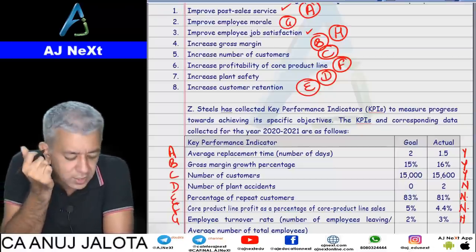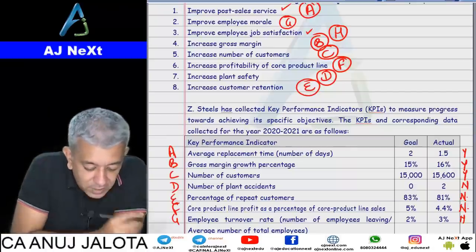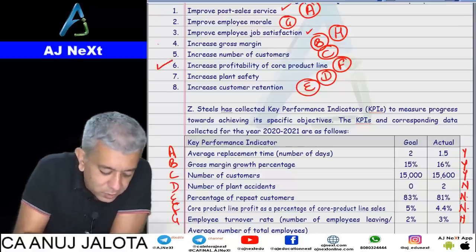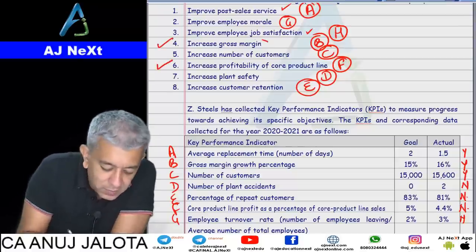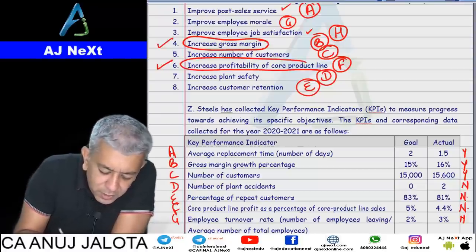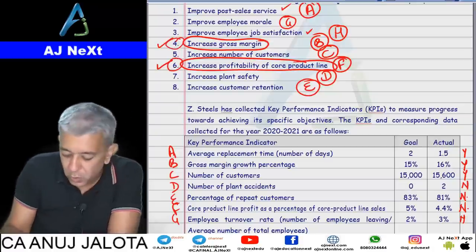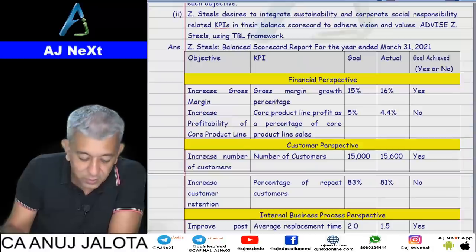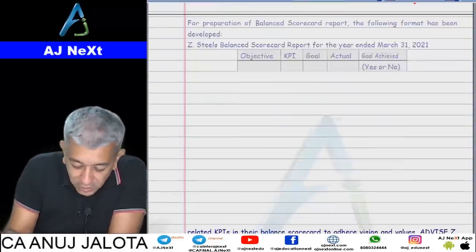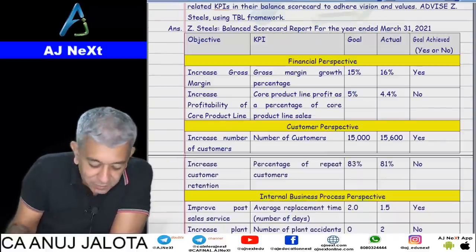ओके, तो फाइनेंशियल के अंदर मेरे को बोलो क्या क्या डेटा फाइनेंशियल के अंदर आएगा. फाइनेंशियल डेटा के अंदर मेरे ख्याल से एक इंक्रीज प्रॉफिटेबिलिटी की बात होगी, एक इंक्रीज ग्रॉस मार्जिन की बात होगी. ठीक है, इंक्रीज ग्रॉस मार्जिन एंड इंक्रीज प्रॉफिटेबिलिटी ऑफ कोर प्रोडक्ट लाइन. तो ये जो 4 है, ये जो 6 है ना, तो देखो अपन लोगों ने आंसर यहां पर कैसे दिया रहेगा वो देखना जरा. फाइनेंशियल परस्पेक्टिव, ठीक है, ऑब्जेक्टिव देखो यहाँ पे, ऑब्जेक्टिव इंक्रीज ग्रॉस मार्जिन, वो तुम्हारा ऑब्जेक्टिव के अंदर आ गया बेटा इधर.